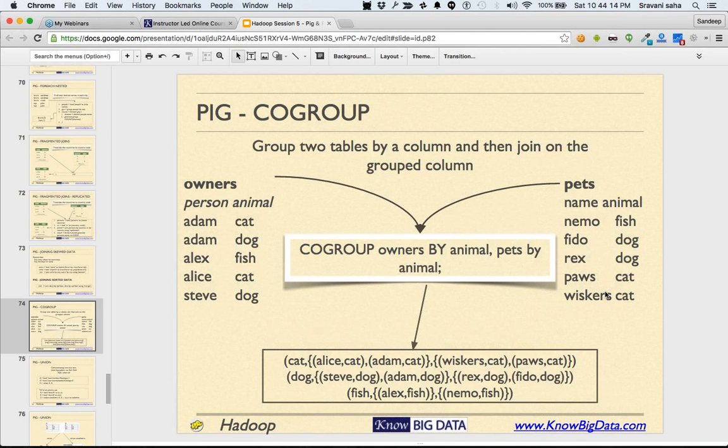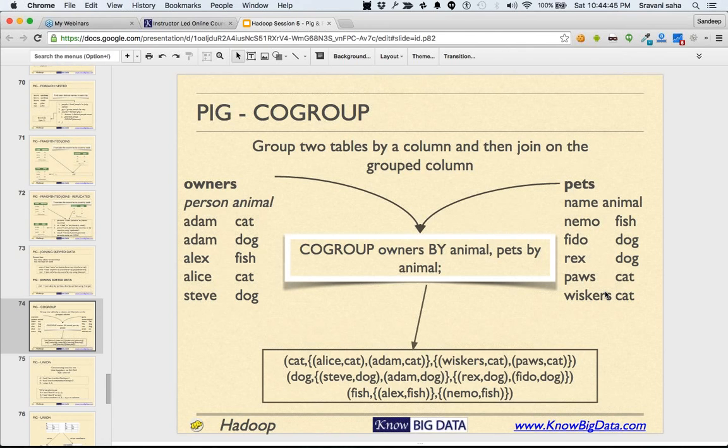Now sometimes you want to join and group based on the same column. In those cases, you use co-group. So basically, if you know that your data is spread into two files, and you want to join the two data sets as well as group them, then it's better to use co-group, because co-group again will utilize the same phenomena.